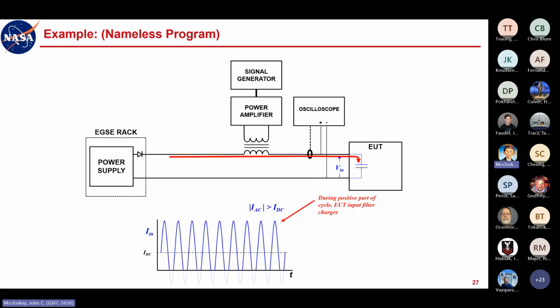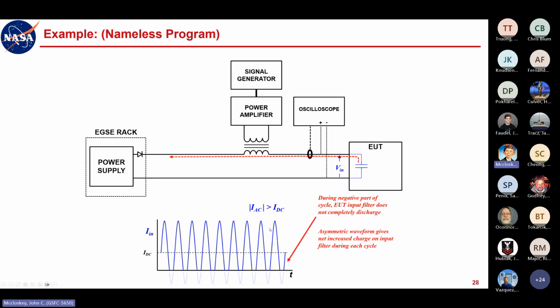So then another part of the puzzle is, think about going back to thinking about the current. During the positive part of the cycle, the current is going into the EUT and charging up. I'm simplistically representing the input filter as just a capacitor bank here. So the current is charging up that capacitance.